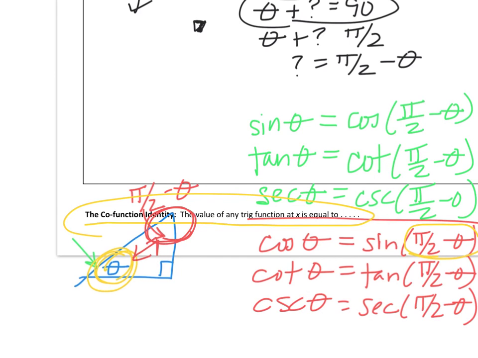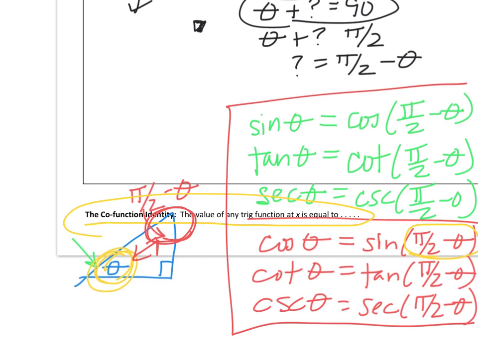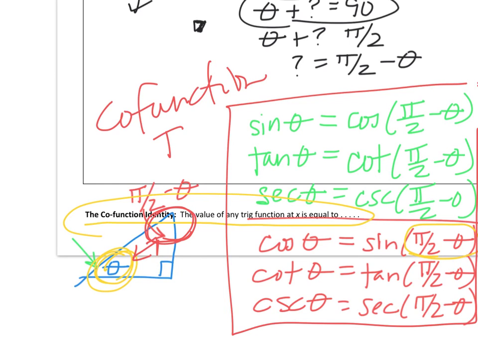So make sure you know your identities. Anytime you see a trig function that has pi over 2 and a minus and an x or a theta, I can guarantee you that you're using the cofunction identities. And we're going to be looking at that in some of the problems coming up on the next page.